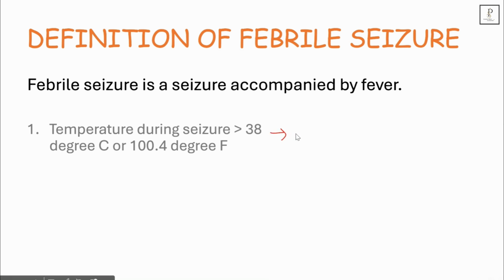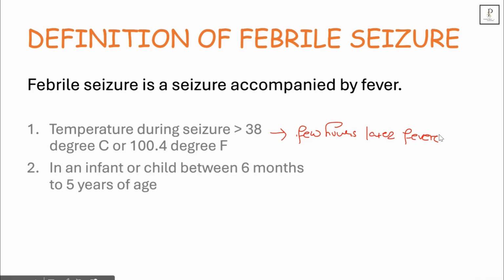But sometimes the fever will come a few hours after the seizure. The child will first present with seizure and a few hours after that there will be fever. That also you will call a febrile seizure, though it is very rare. The second criterion is that the age of the infant or child should be between 6 months and 5 years. Some books define it as up to 6 years of age also.